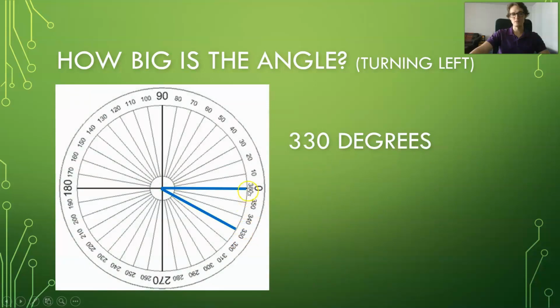You can see that here. Remember, the biggest angle is 360. If you go all the way around the circle, you would get to 360. So this one is about 330, okay? That's just to give you guys a little idea of how angles and degrees work.